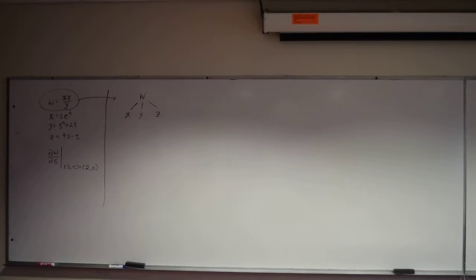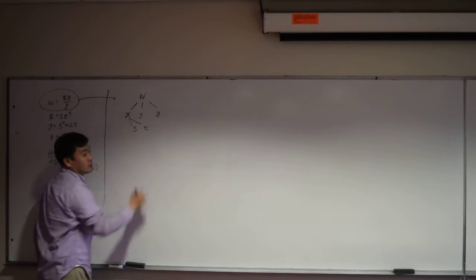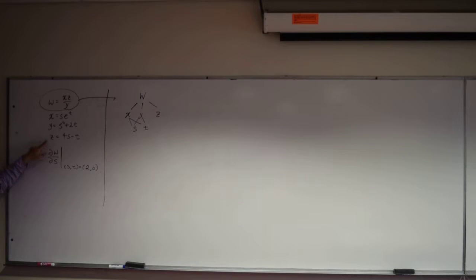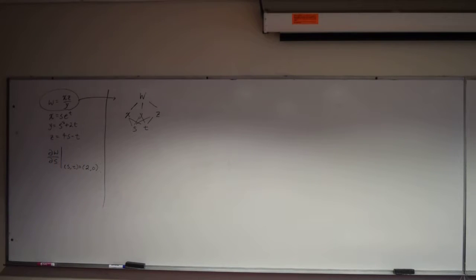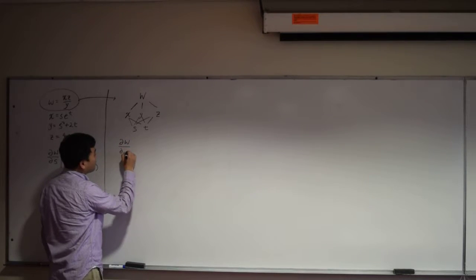And then x depends on what? s and t. So you put s and t, and draw a path from x to s. So x depends on s and t. How about y? y also depends on s and t, so put this. And how about z? It also depends on s and t. It depends on all of those variables, and that's it. That's the dependence diagram. Now from this dependence diagram, we can write down the chain rule.